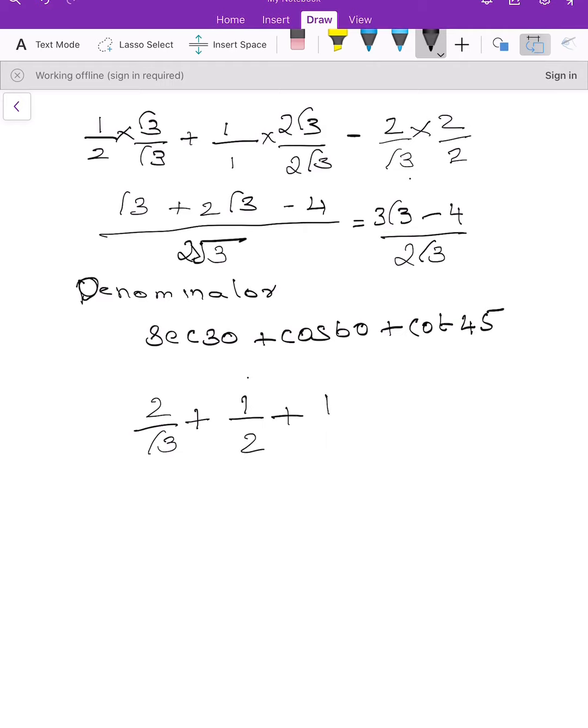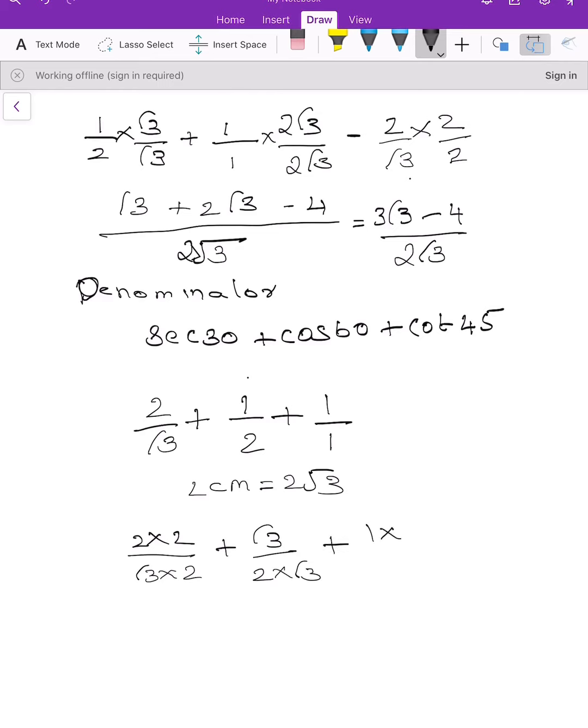Here also the same thing. My LCM is going to be 2 root 3. For 2 by root 3, root 3 is already there, so I'll multiply with 2: 2 into 2 is 4. For 1 by 2, I'll multiply with root 3: 1 into root 3 is root 3. For 1 by 1, there is nothing, so I'll write 2 root 3. All the denominators are 2 root 3.